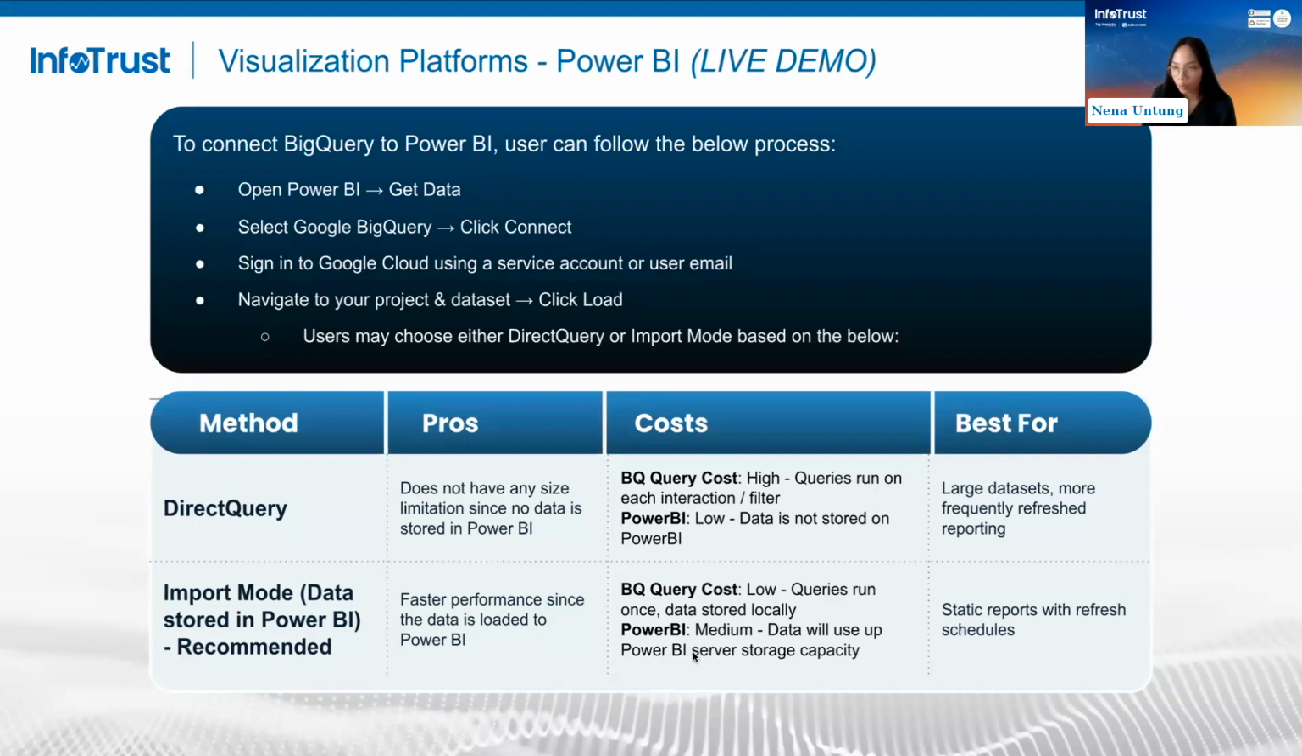Import mode is something that we recommend and generally something that we work with because it is faster in terms of the dashboard performance since you are just loading the data into the Power BI file or Power BI server. And then once it's loaded, it has some caching mechanism as well. So it is a lot easier to navigate a dashboard that pulls data from an imported BigQuery table.